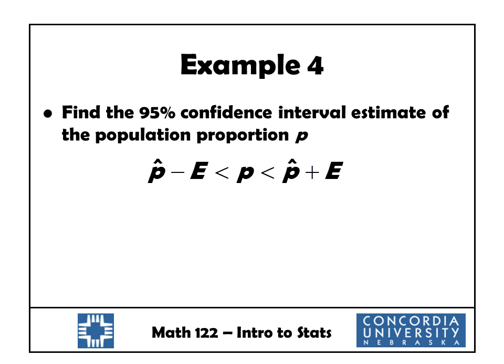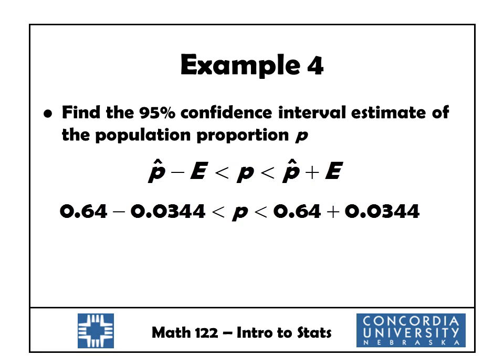Well, now let's do the same thing, do a confidence interval, but work at the 95% level. Now the formula is the same. P hat is the same, 0.64, but now we need to use the margin of error corresponding to the 95% confidence level, which we calculated to be 0.0344. So if I do that arithmetic, I get my confidence interval. P is somewhere between 0.606 and 0.674.